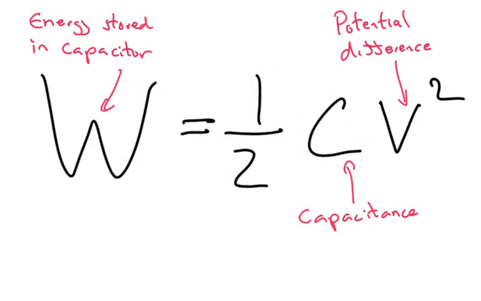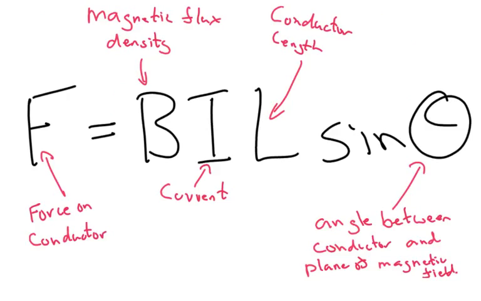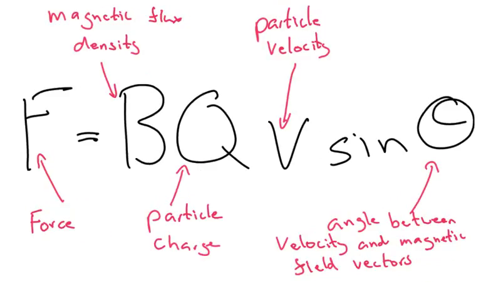The force on a conductor is equal to the magnetic flux density times the current times the conductor length times the sine of the angle between the conductor and the plane of the magnetic field. Force is equal to the magnetic flux density times the charge on the particle times the particle's velocity times the sine of the angle between the velocity and the magnetic field vectors.